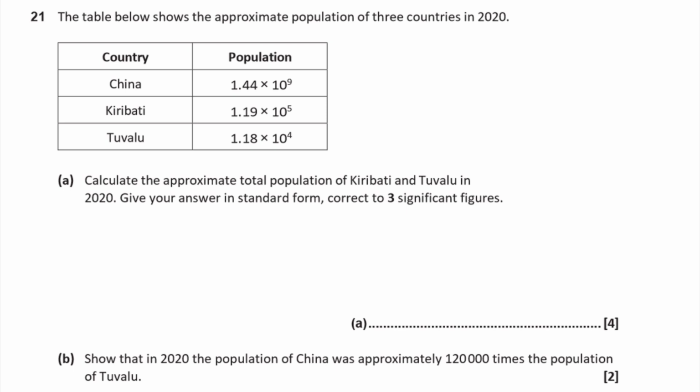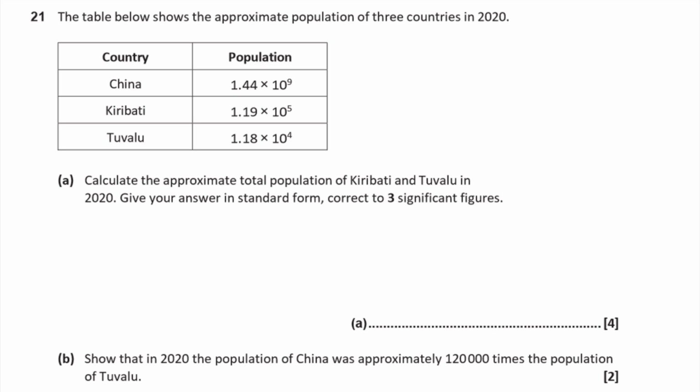Question 21. The table below shows the approximate populations of 3 countries in 2020. We've got China at 1.44 times 10 to the 9, Kiribati, which is 1.19 times 10 to the 5, and Tuvalu, which is 1.18 times 10 to the 4. Part A says calculate the approximate total population of Kiribati and Tuvalu in 2020. Give your answer in standard form, correct to 3 significant figures.